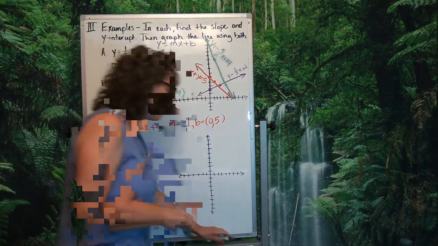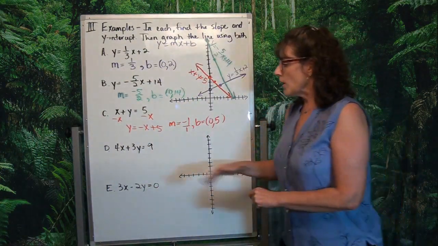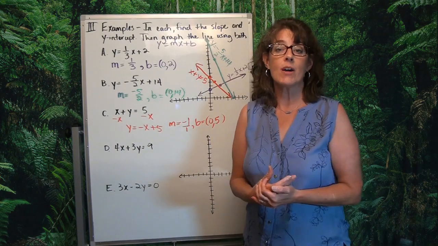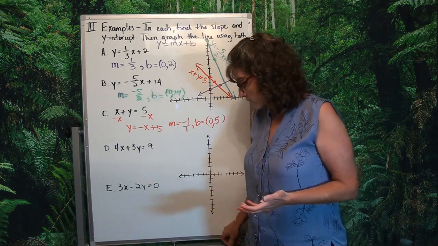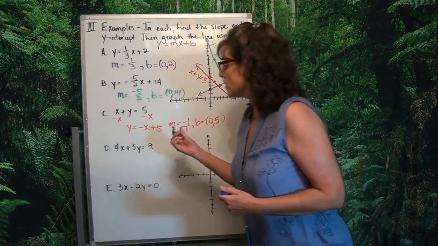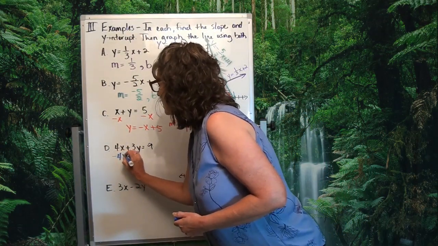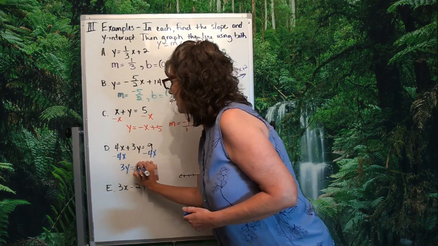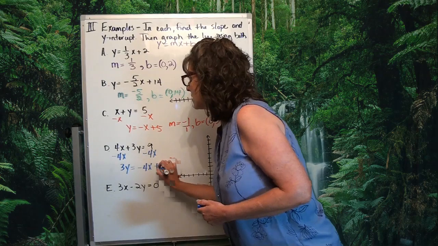Okay, let's try a couple more. So again, in order to pull out that slope and that y-intercept, I've got to have that y by itself, and it's not right now. So I need to do some adjustments. To get the y by itself, first I'm going to subtract that 4x from both sides, and when I do, that will give me 3y equals -4x plus 9.